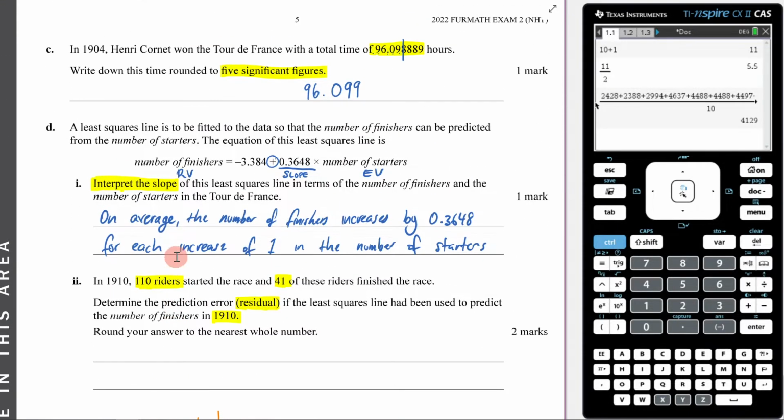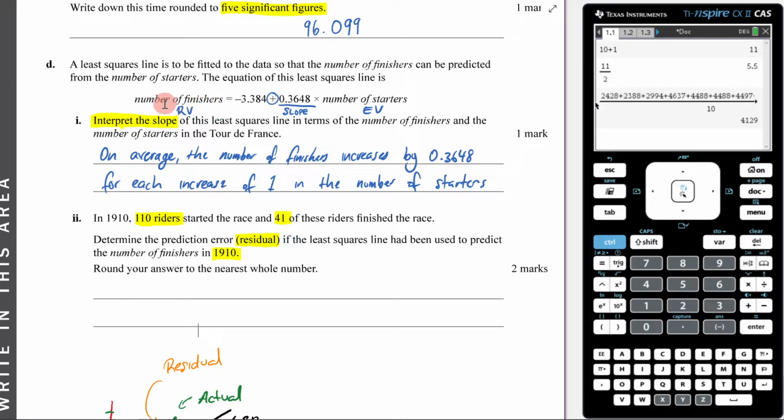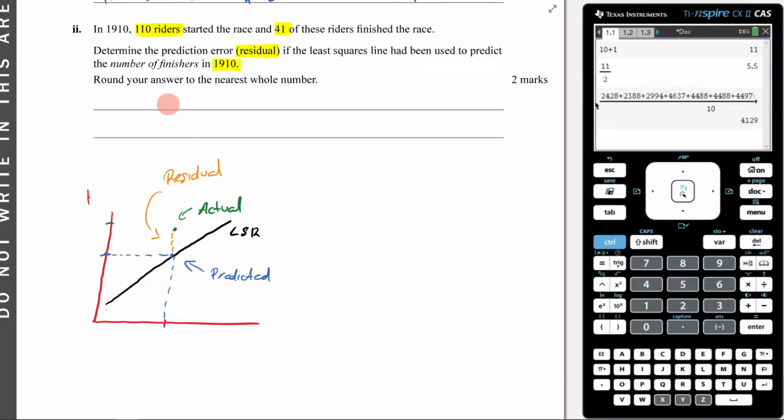Well, remember, we know that my response variable is the number of finishes, so let's go finishes, and my explanatory variable is the number of starters, starts. What we've been told is that in 1910, we had 110 riders and 41 of these riders finished the race. So I'm going to put here 110, and then I'm going to put here 41. That is my actual data point. Okay, 110, 41. That's important. That's the actual data point.